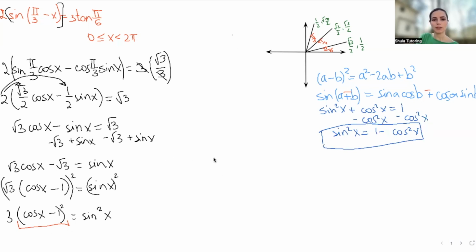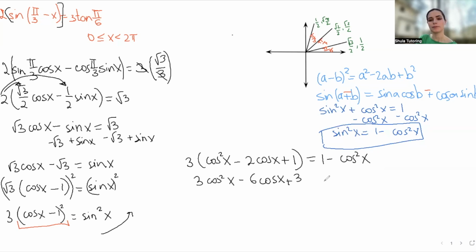First, I'm expanding this parenthesis. 3 times cosine squared x, right? A squared minus 2 times 1 times cosine x, right? So times 2 cosine x plus 1. So I just use this formula right here, is equal to 1 minus cosine squared x, right? So I wrote 1 minus cosine squared x instead of sine squared x. So now I will just distribute the 3, right? So I write 3 cosine squared x plus 3 is equal to 1 minus cosine squared x.